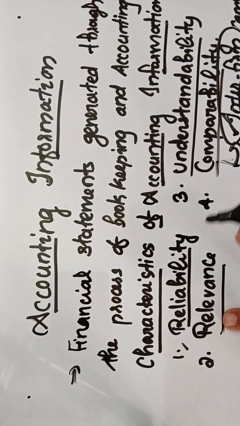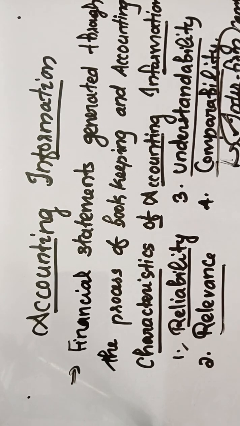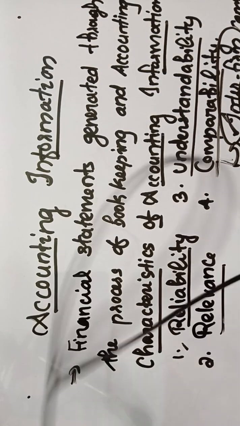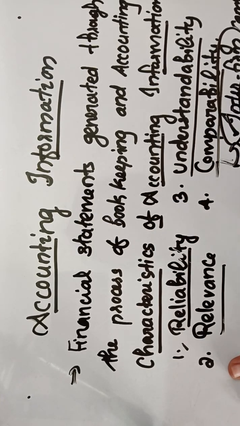Then the second characteristic, that is relevance. Relevance refers to accounting information presented by financial statements must be relevant for the decision makers among the various users. So in order to be relevant, information must be available in time and it must help in prediction and feedback and must influence the decisions of users. Then the third characteristic, that is understandability. Understandability in the sense the accounting information provided to the decision makers must be interpreted by them in the same sense as it was prepared and conveyed to them.